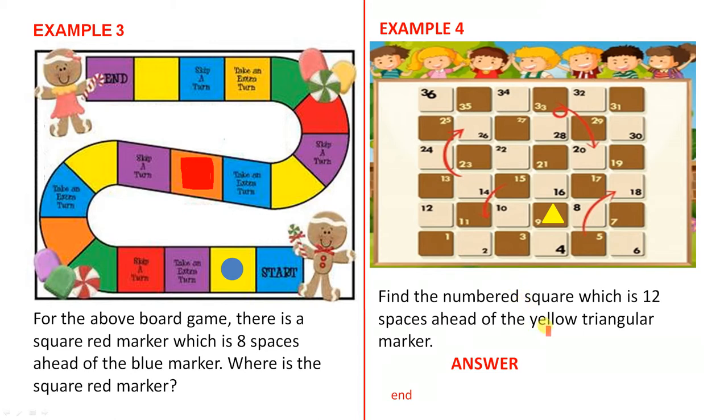Next example: find the numbered square which is 12 spaces ahead of the yellow triangular marker. So here's the yellow triangular marker. We have to go 12 places past it. Let's go. 1, 2, 3, 4, 5, 6, 7, 8, 9, 10, 11, 12. Okay, so there it is there. The square is 21.